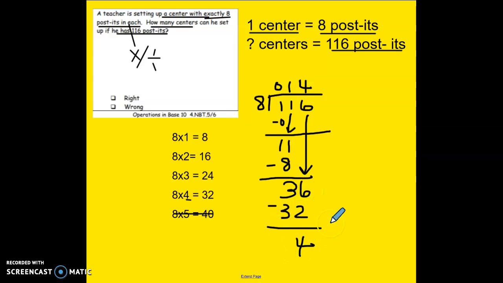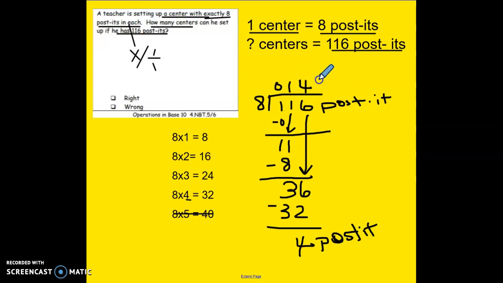So this is remaining. Remember, we want to label and make sure that we understand what each part is. 8 represents the number of post-its needed to make up 1 center, right? And 116 is the total number of post-its that the teacher has, and we're trying to find out how many centers he can make. So the remainder is how many post-its are remaining. So there are 4 post-its remaining.